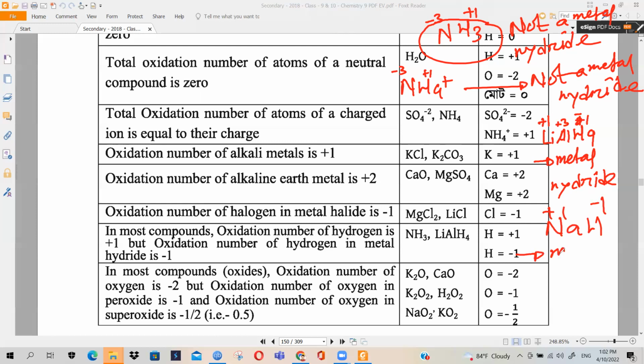Now, why do you think in the case of metal hydrides, hydrogen has an oxidation number of -1, and in normal cases, hydrogen has an oxidation number of +1? Why does it change in the case of metal hydrides? Let's see how your intuition is. Why does hydrogen become negative when it's with metals?